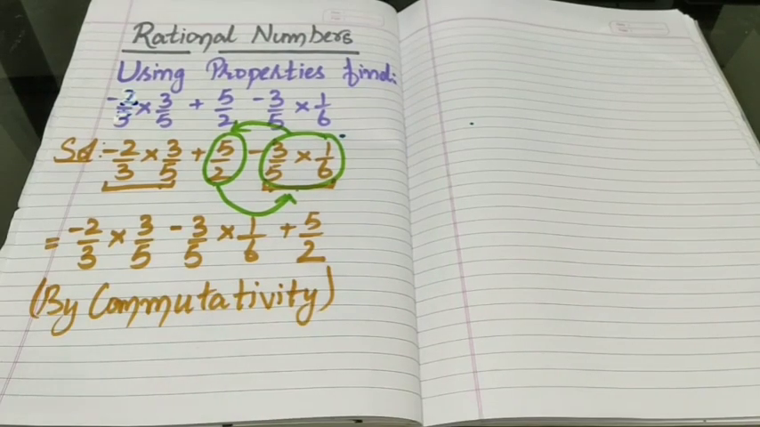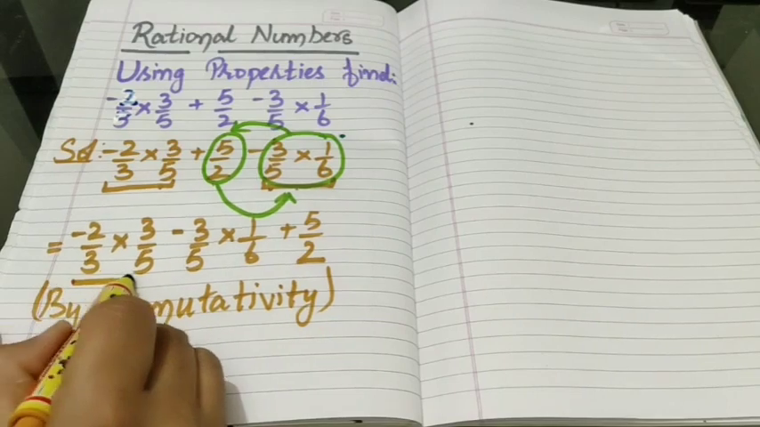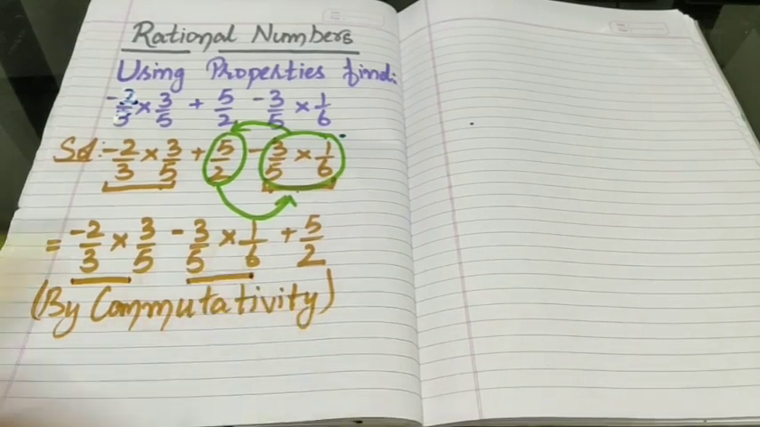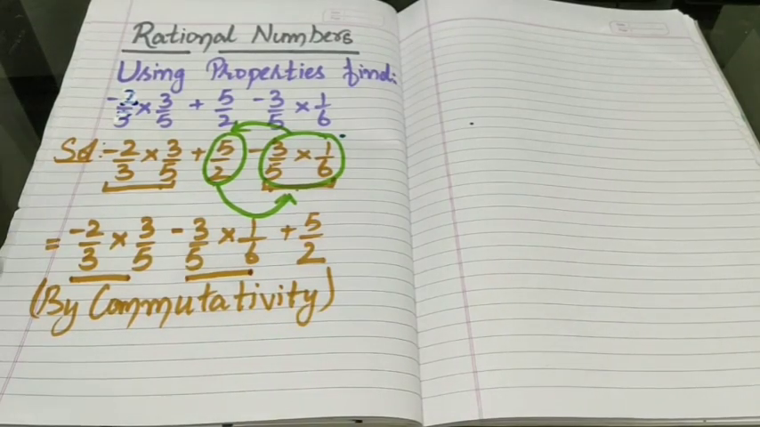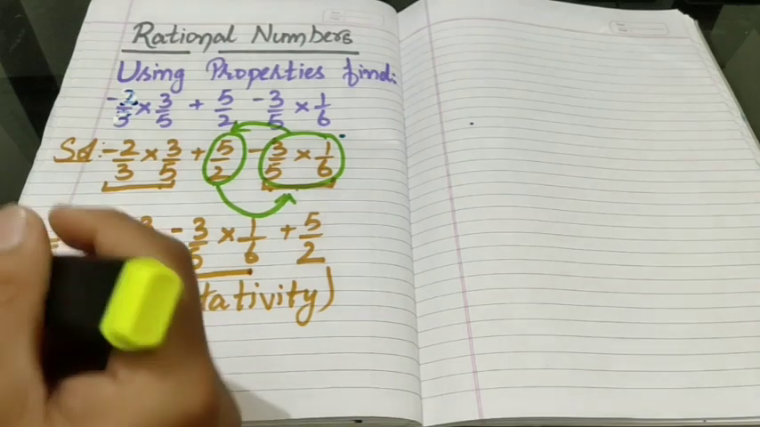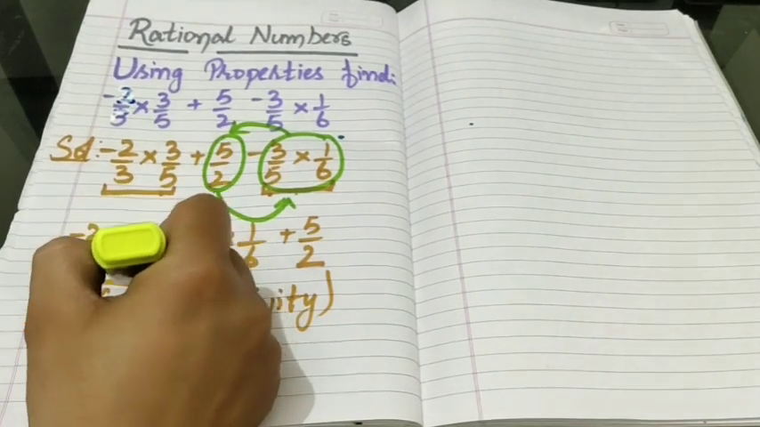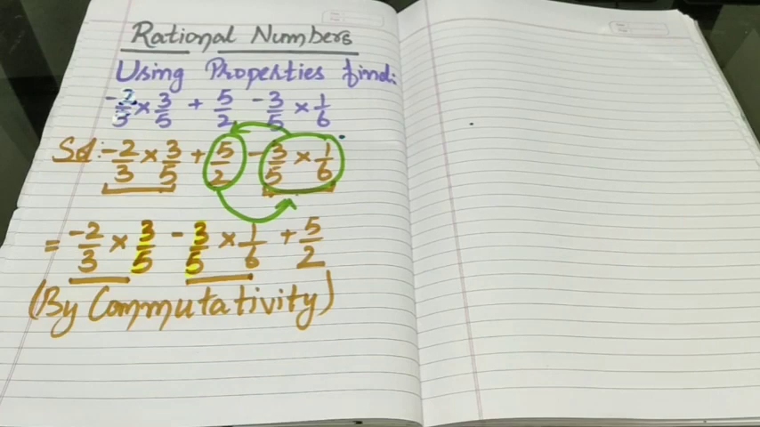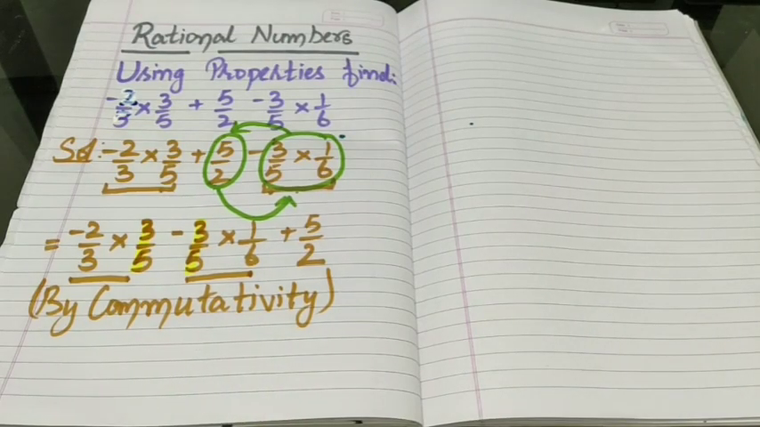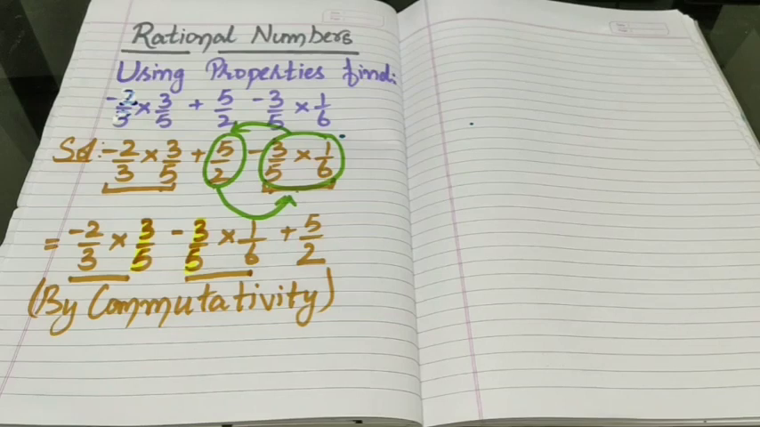Now, since these two terms are written together, we can take 3 upon 5 common from these two. From this one and from this one, 3 upon 5 can be taken as common. And whenever we take things common, we use distributive property. So we will take 3 upon 5 common, and we have to mention the property, that by using distributivity.